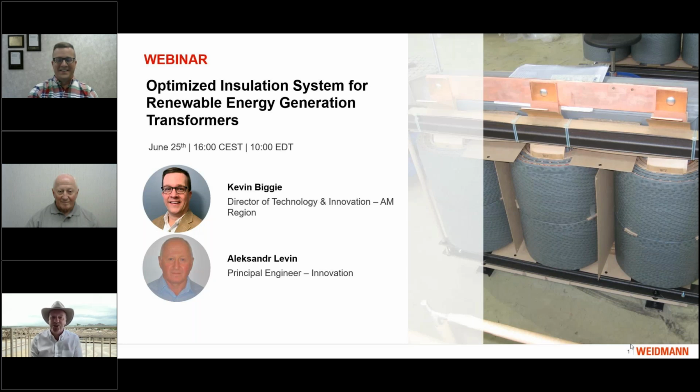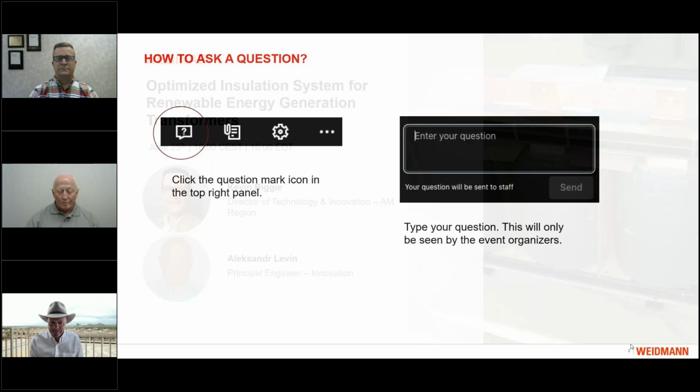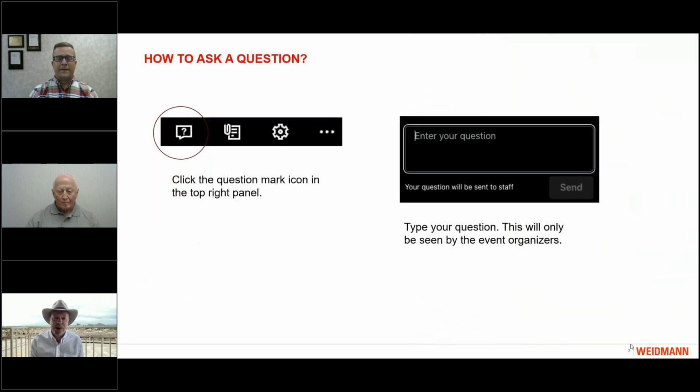I would like to introduce Kevin Biggie and Aleksandr Levin, two of our most senior engineers based in the US out of our St. Johnsbury facility in Vermont. Today they will be focusing on a topic related to renewable generation transformers, so optimizing insulation systems specifically for renewable energy generation transformers.